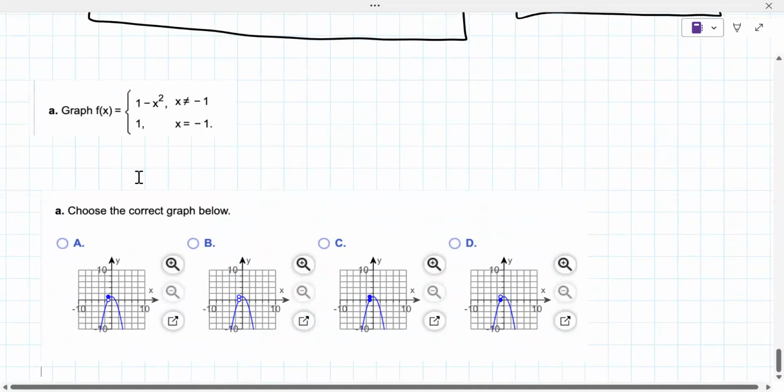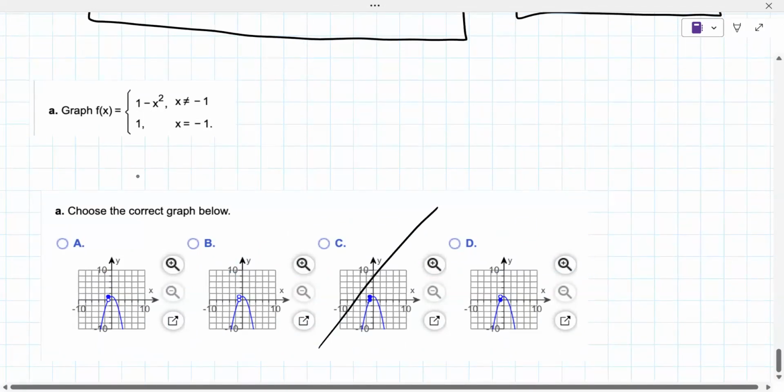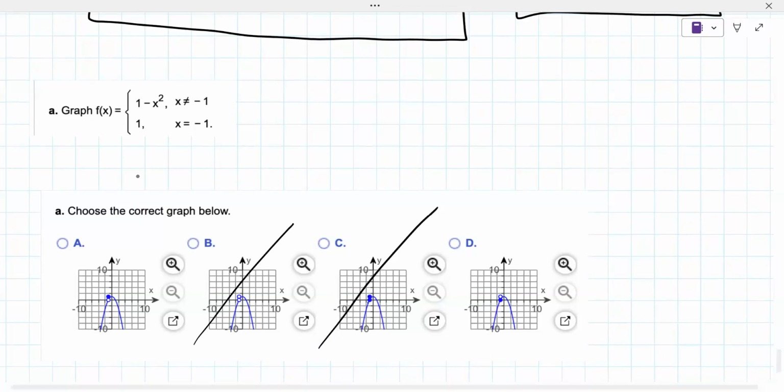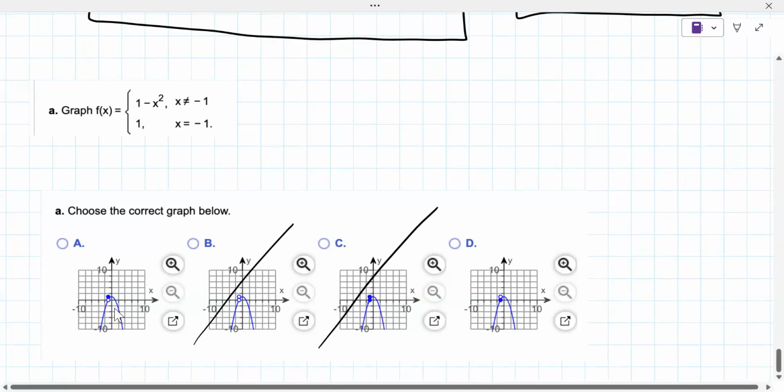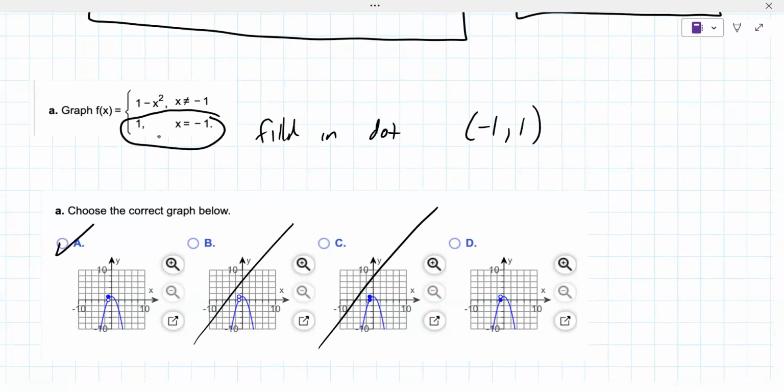So the only ones that are reasonable, or let me tell you why C is not reasonable. C has 2 dots there. That's why it's not reasonable. And B has 2 open circles. That's also not reasonable. So it's either A or D. And the only difference between them is that on A, the open circle's in the parabola, and on D, the open circle's above the parabola. The second point is always the filled in dot. It's filled in at -1 comma 1. So that's why A is the correct answer. If you were to zoom in on that, you would see that it's filled in there.